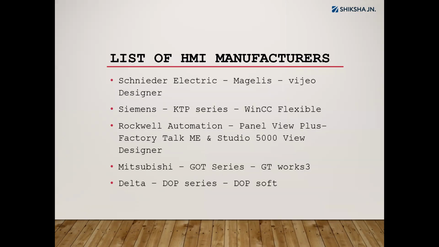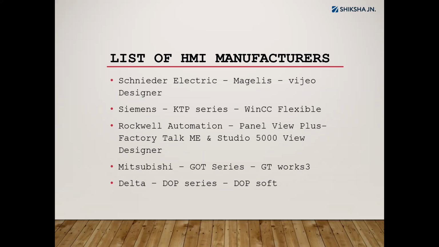And as I was telling, HMIs are created by a number of manufacturers. On the left-hand side is the name of the manufacturer. The first one, just for example, I will tell you, Schneider Electric. Magelis is the model name. That means the HMI hardware model is called Magelis. The same thing in Siemens is called the KTP series. And on the right-hand side, just in front of Magelis, you can see it is written Vijeo Designer. This is the name of the software. Every HMI has a different software name.